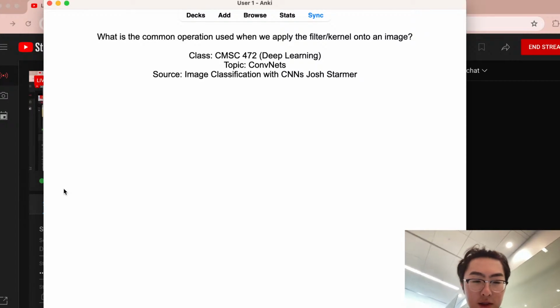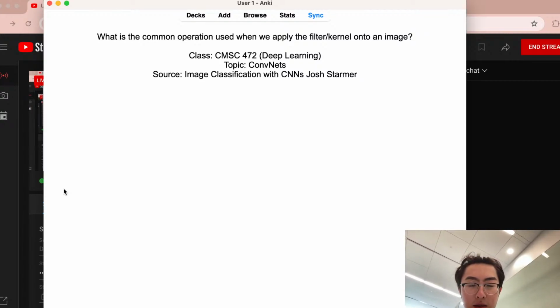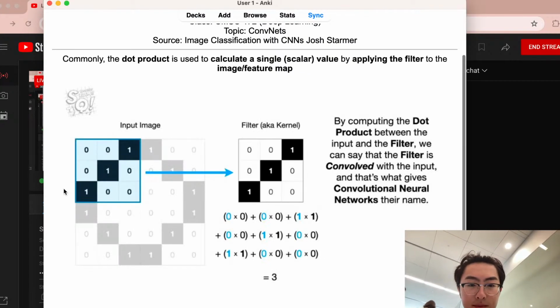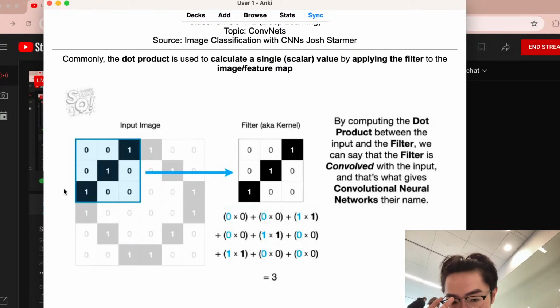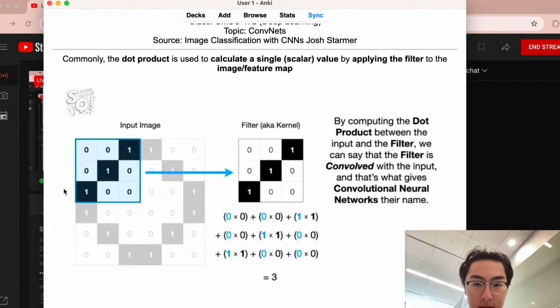So, this is going back to the convolutional neural networks. What's the common operation used when we apply the filter kernel onto an image? I think the operation here is the dot product. I called it the cross correlation earlier. I feel like those two are very similar, but the big idea is you're taking element by element multiplication, summing all of those together, and then you get a final scalar value. Okay, so I'd say it's pretty good.